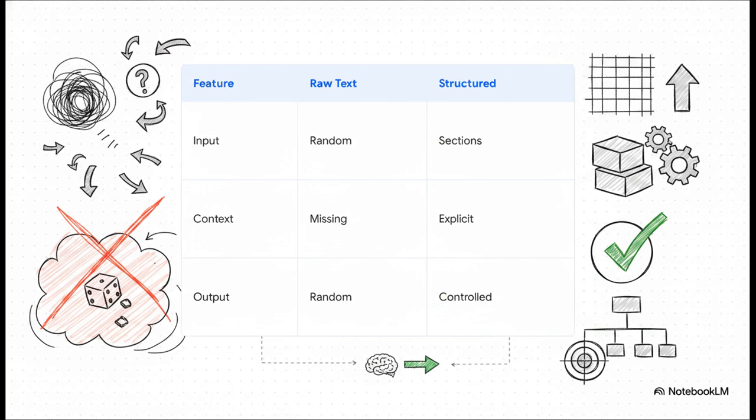When we just use raw natural language, our input style is basically just random text and vague requests. The context is entirely missing, or we just assume the AI magically knows what we mean, which inevitably leads to completely unpredictable and inconsistent outputs.